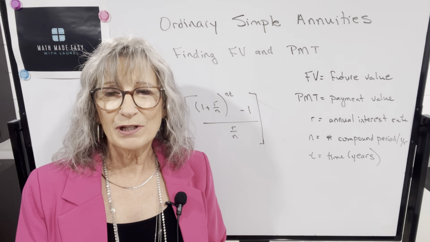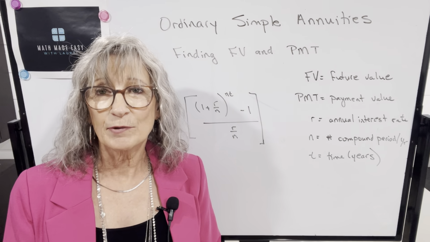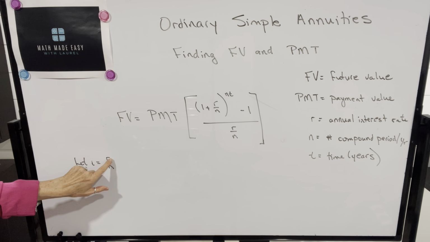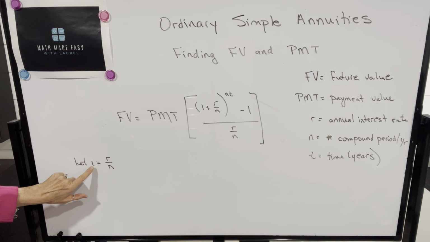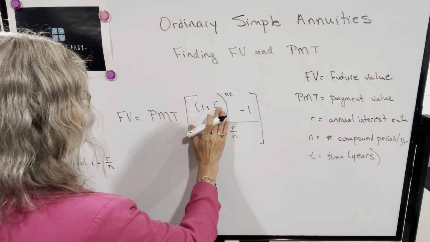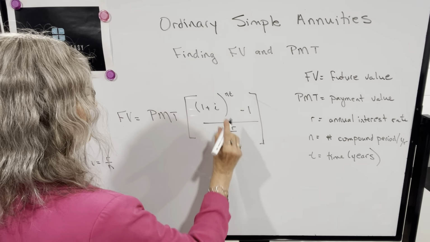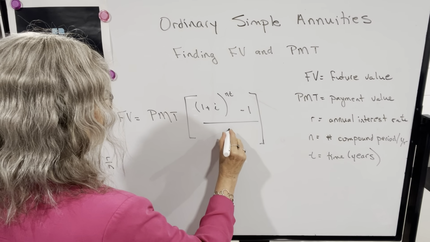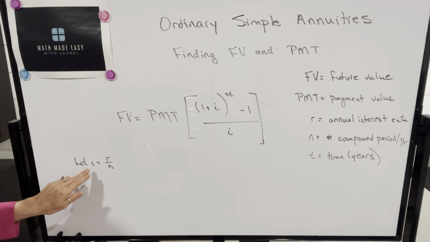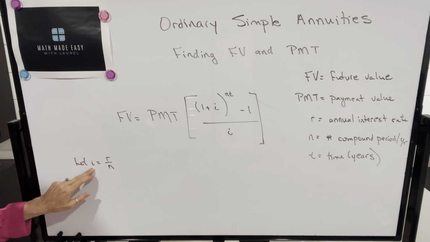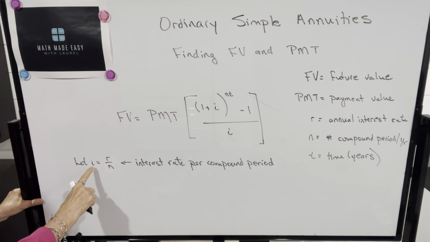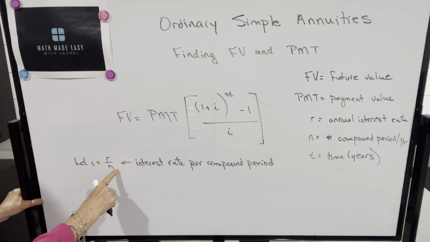You might see a formula that looks a little bit easier than this. I'm going to show you how they got it. If we take r over n and replace it with I, that simplifies this formula to 1 plus I, and I is in the denominator. And what this I represents is the interest rate per compound period. So I, which is equal to r over n, is going to be the interest rate per compound period.